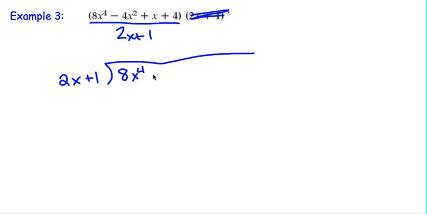Then I have to go with the next highest exponent, which in this case, 1 less than 4 is going to be 3. But I don't have x cubed. So as a placeholder, I need to put in 0x cubed. Now, this may not make sense at this point, but you will see when we do the long division that you are going to need this placeholder right here. Then I finish following with negative 4x squared plus x plus 4.